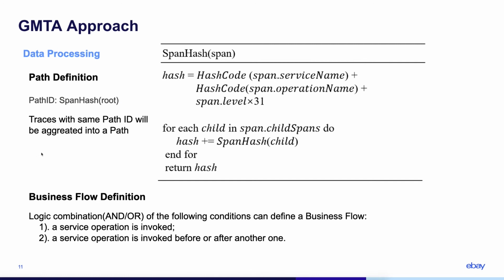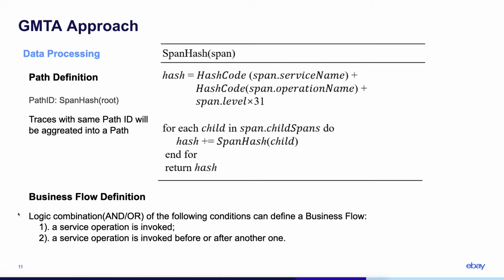This shows how we calculate the path ID. The traces with the same path ID will be aggregated into a path. So we have the service name and the operation name and the span level multiplied by a prime number. The sum of all three of these will become a hash, and we recursively add for each child of the span so that we can get a unique number or path ID to distinguish this path from the other ones.